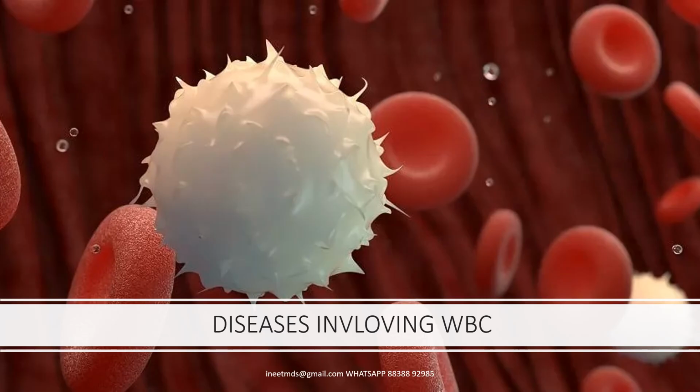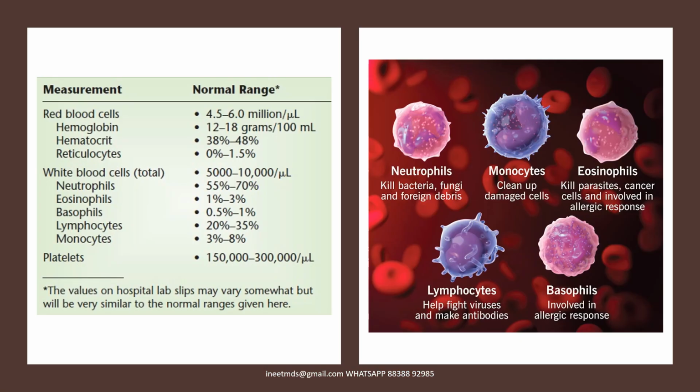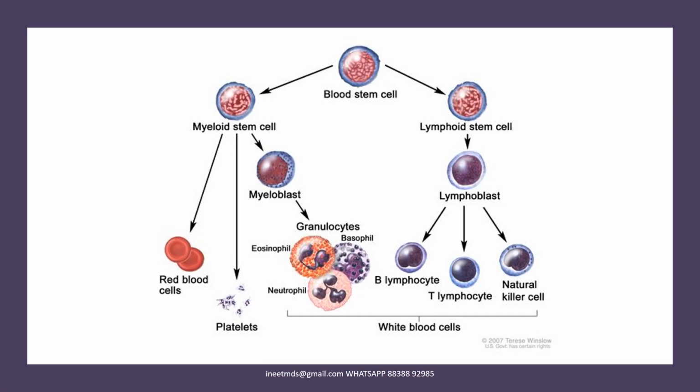Next is diseases involving WBC. Before knowing that, you should know the normal range of them. Under WBC, we have neutrophils, monocytes, eosinophils, lymphocytes and basophils. The normal ranges: for RBC, it is 4.5 to 6 million per microliter. For WBC, it is 5,000 to 10,000 per microliter, and for platelets, it is 1.5 to 3 lakh.